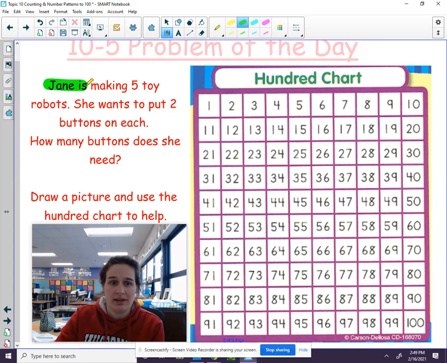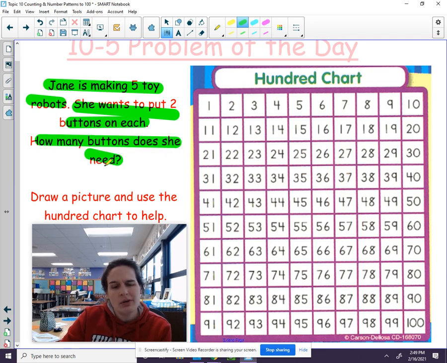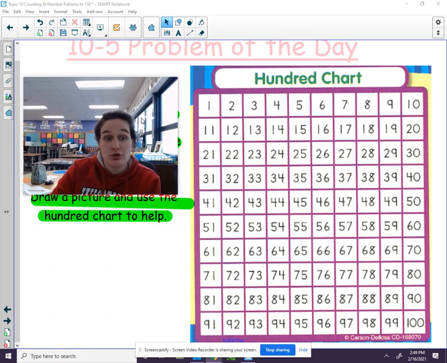The problem says Jane is making 5 toy robots. She wants to put 2 buttons on each. How many buttons does she need? Well, we're going to draw a picture and use the 100 chart to help us. So remembering that she has 5 toy robots and she wants to put 2 buttons on each.